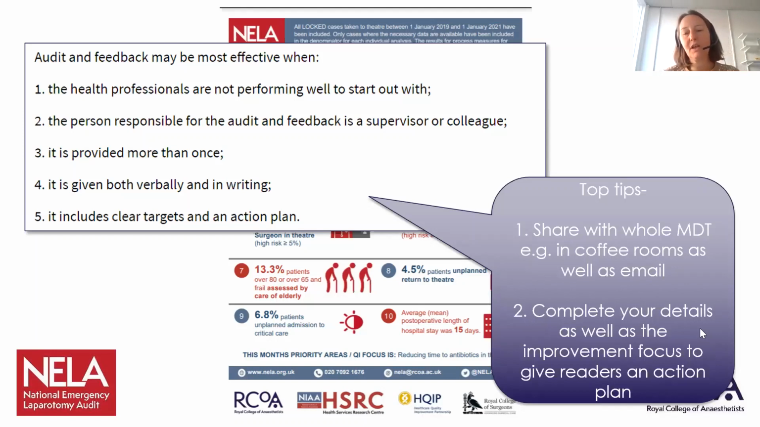So the way we've used this locally, we print that out, share it with people and say, okay, our results are pretty good, but what we're not doing so well at the moment is reducing the time it takes for someone to have antibiotics if they've got sepsis. So as a reminder, this is the kind of antibiotics that we give prophylactically for emergency laparotomy. So we put that little detail in there so that people understand the performance and they get the target for action at the same time. And that's the most effective way to share that information to change practice.